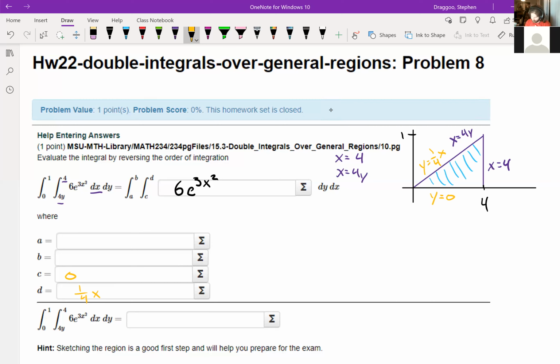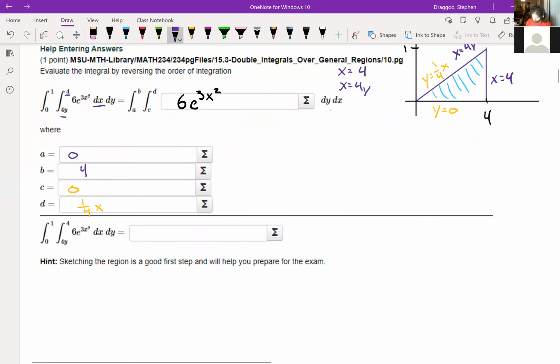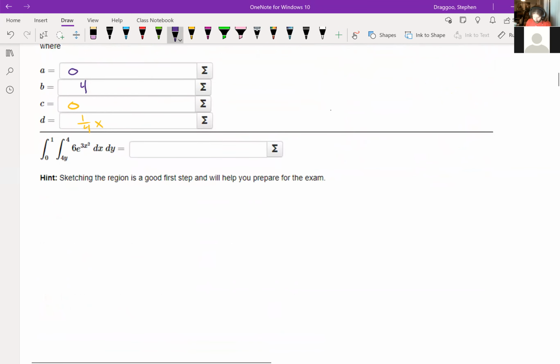Then that just means we need to figure out what our x boundary should be. And our leftmost x value is 0, and our rightmost x value is 4. So if we're going to switch our integration order around, that should hopefully be our new bounds. So now we just have to go do that. So let's plug stuff in.